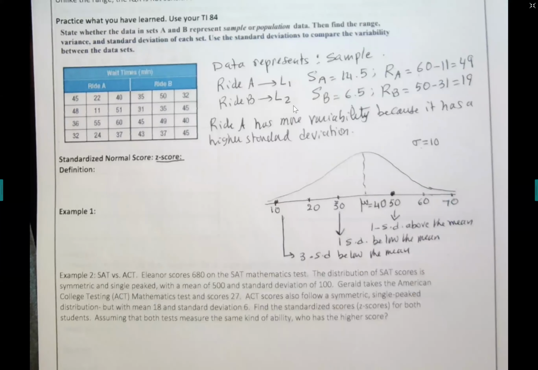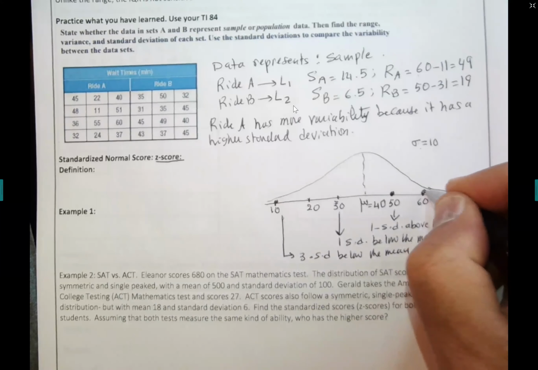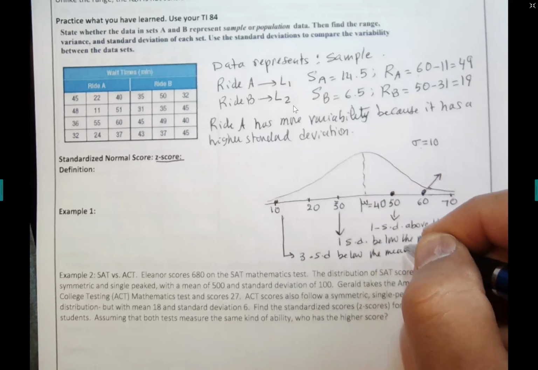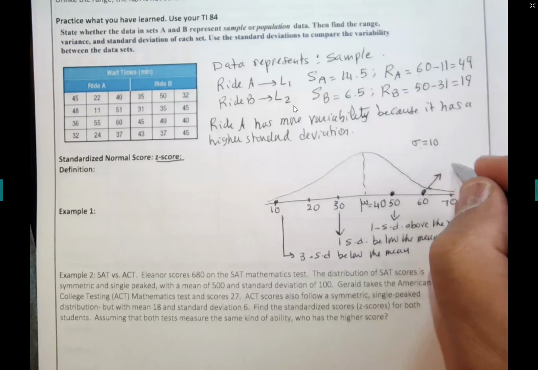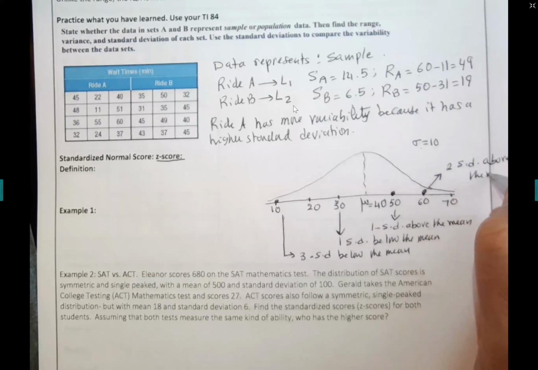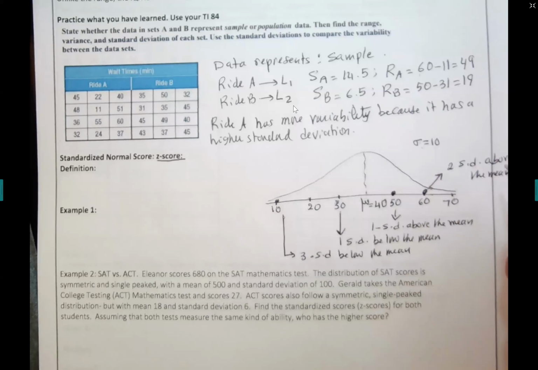One more, and then I'll write the definition. I'm gonna take 60. You guys agree with me that the difference between 40 and 60 is 20. And 20 is twice 10, so this is 2 standard deviations above the mean. When you label a number as how many standard deviations it is above the mean or below the mean, you are talking about the z-score. It's called the standardized z-score. So the z-score, guys, tells us how many standard deviations above or below the mean the data value deviates from the mean. That is the definition of the z-score.